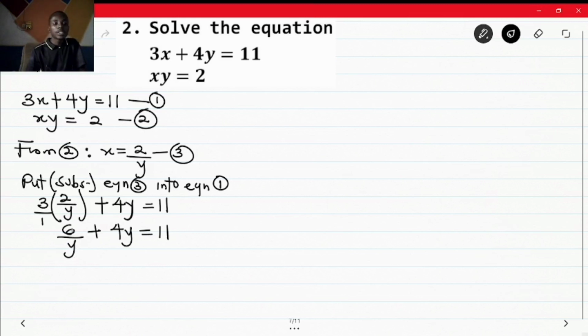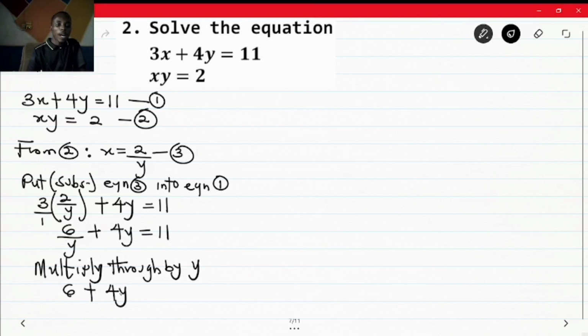So working this out now, you see that this is a fraction. So how can I get rid of this y? I can get rid of this y by multiplying each of the terms by y. So I'm doing that to clear this y out. So I have 6 plus 4y squared equals 11y. What I did is to multiply this by y, and it will take this y out. When I multiply this by y, it will give me 4y squared, and this will give me 11y.